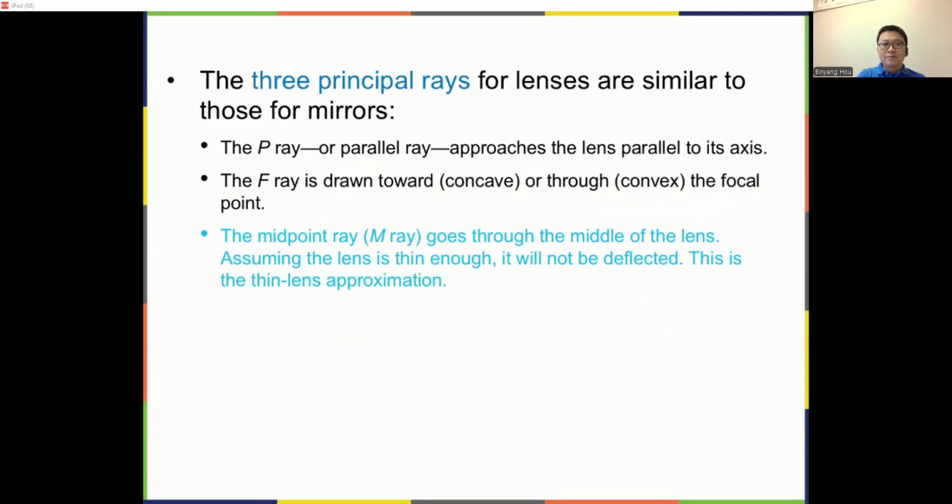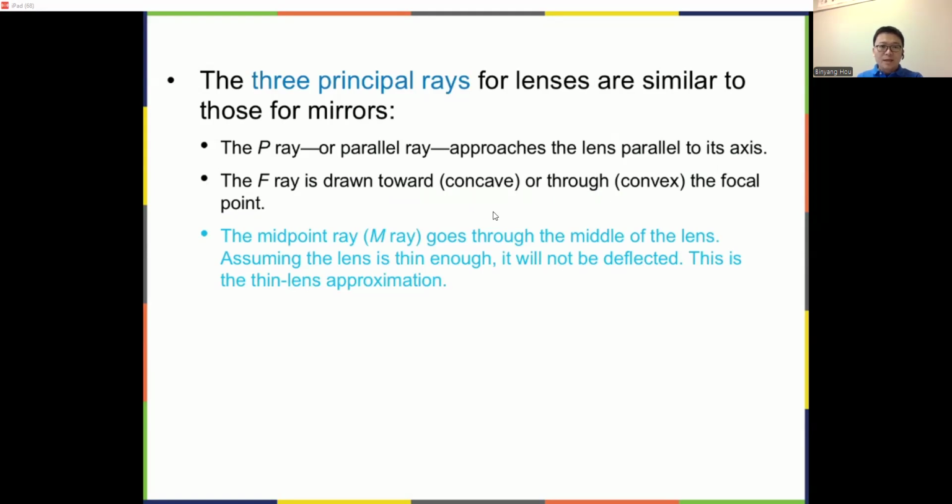So we'll have three principal rays for lenses. The P ray, again, is parallel to the central axis, and the F ray is the ray drawn towards or through the focal point, depending on if you have concave or convex lenses. For concave, it's drawn towards the focal point. For convex, it's drawn through.